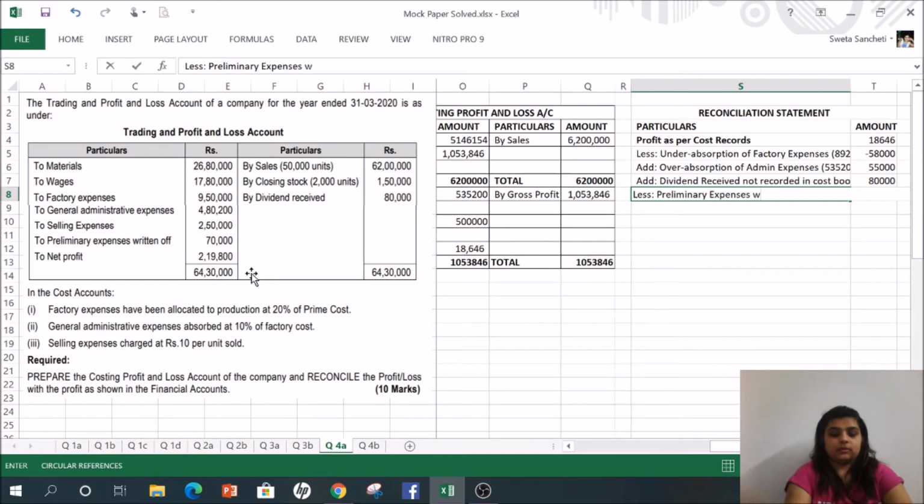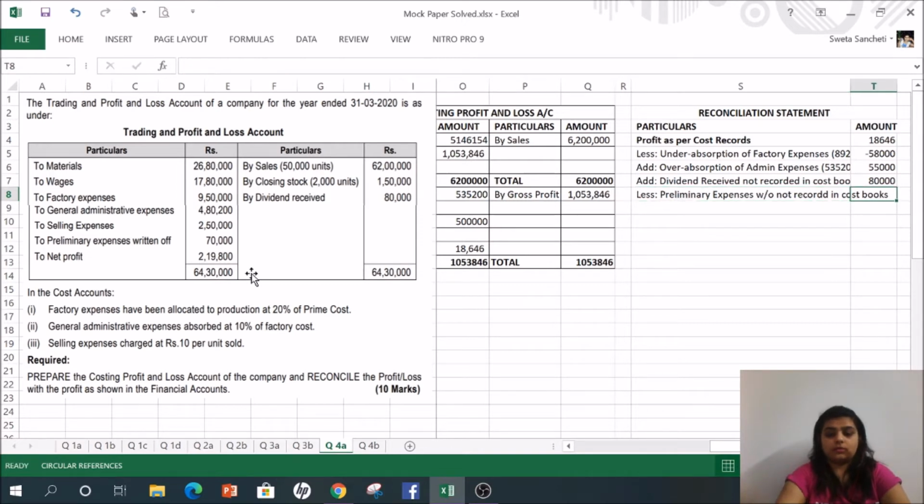Expenses written off not recorded in cost books. That is equal to minus 70,000. Now income and expenses are also done. See, generally there are only four differences: under or over absorption, income not recorded, expenses not recorded, and the fourth one is the valuation of my closing stock.